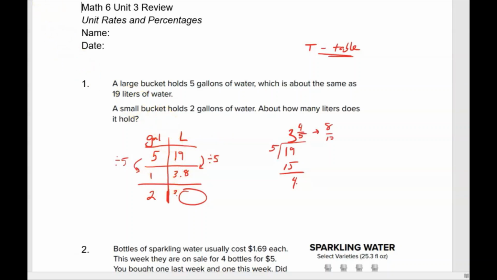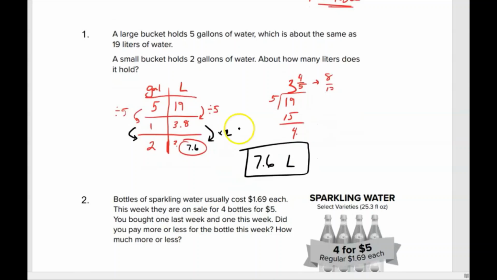Now, pretty easily to go from 1 gallon to 2 gallons, I'm just doubling. So all I need to do is double 3.8. So I need to times it by 2. When I do that, 3.8 times 2 gives me 7.6. So my answer is 7.6 liters of water in that small bucket.